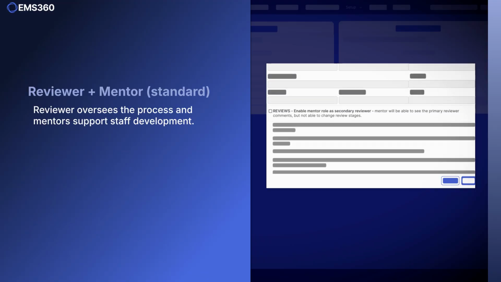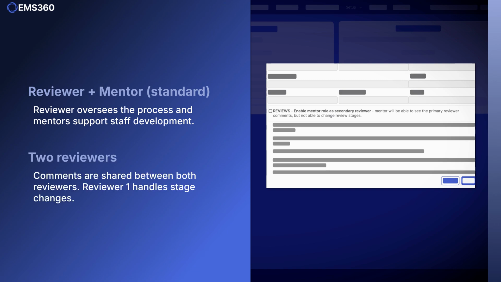Finally, confirm your review model. You can use the standard Reviewer plus Mentor setup or select the Two-Reviewer model. In the Two-Reviewer model, both reviewers can see each other's comments, and the first reviewer controls stage changes. This setting applies school-wide, ensuring a consistent process.